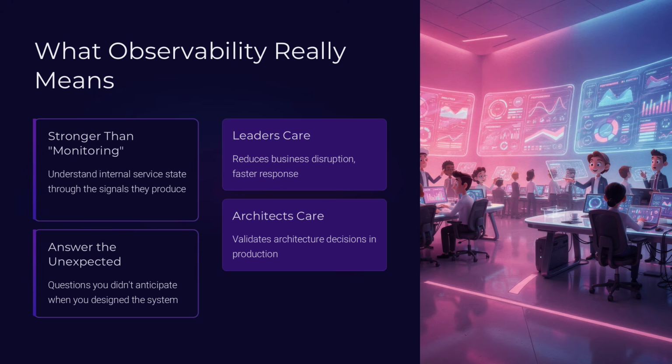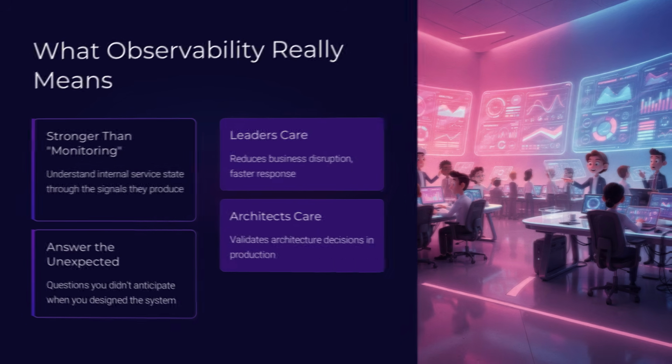In an enterprise, observability is not only about charts, it is about accountability, operational confidence, and the ability to reduce downtime over time. Leaders care because observability reduces business disruption and helps teams respond faster. Architects care because observability validates whether architecture decisions are producing the intended outcomes in production.